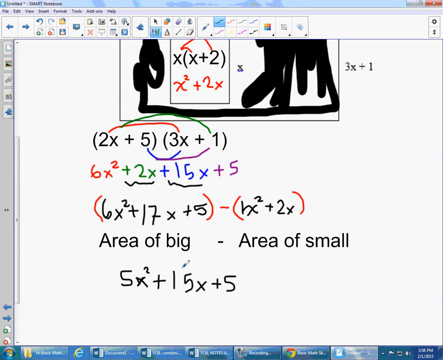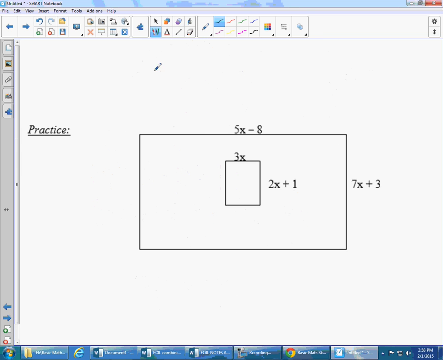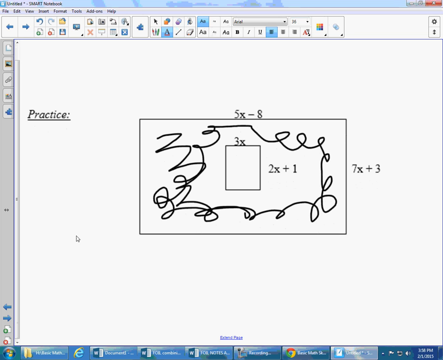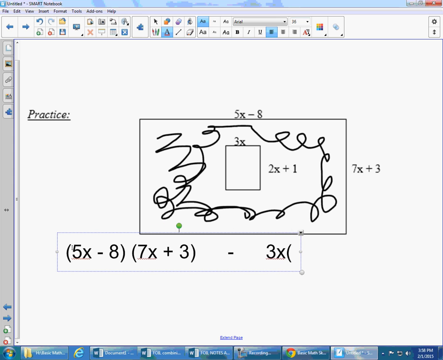That was pretty tricky. What I want you to do now is try the next one on your own. So let's do our shaded region. We're trying to find the area of all this shaded region. I'm going to help you set it up. We want to do the area of the big one, so we're going to FOIL 5x minus 8 times 7x plus 3. And we're going to subtract. After you FOIL that, you're going to want to subtract 2x plus 1 multiplied by 3x.